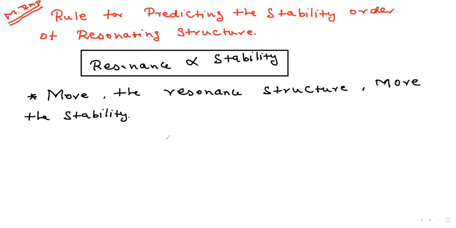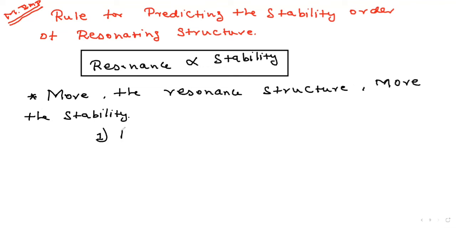Now we are going to see the conditions. What are the important conditions for resonance? Not conditions, okay, stability. We have to determine the stability. The conditions we discussed, right? What should the conditions be? The p orbitals should be parallel to each other.